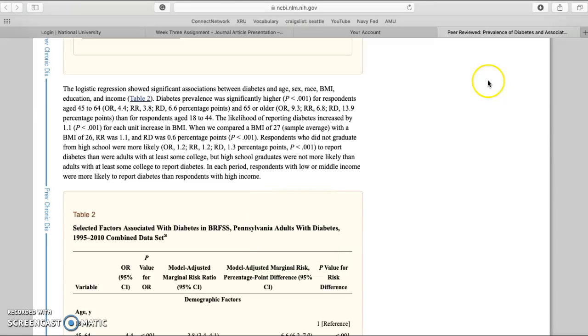So the data showed significant differences between sex in 3 different measures. The relative risk difference and the odds ratio are all higher in men.